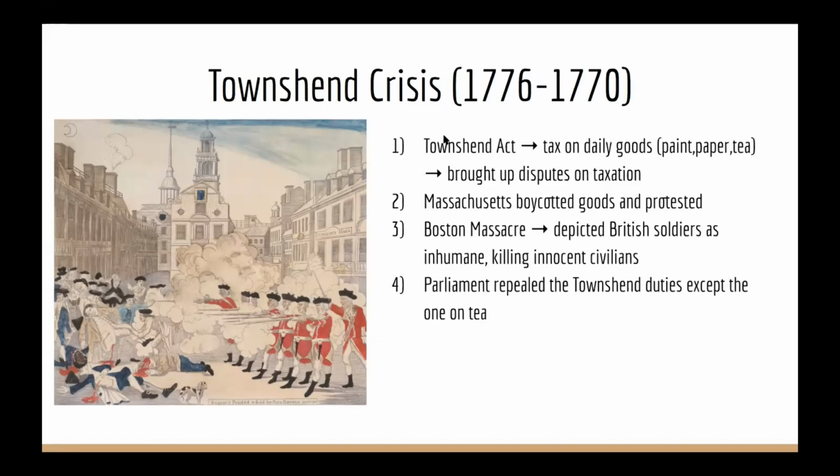From 1767 to 1770, there was the Townshend Crisis. There was a new elected official in Parliament, and he passed the Townshend Act, which was a tax on daily goods, such as paint, paper, and tea, and it brought up a lot of disputes over taxation. The colonists were angry again, and they again boycotted the goods.